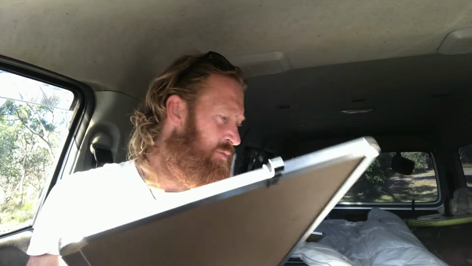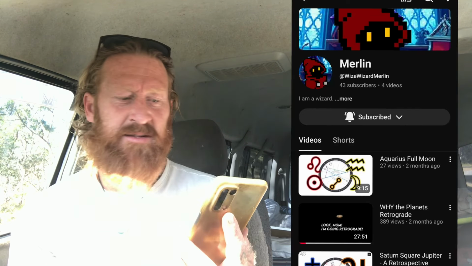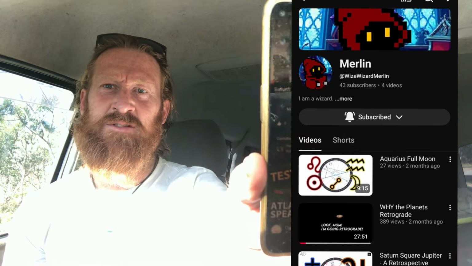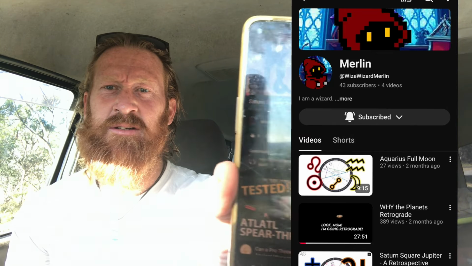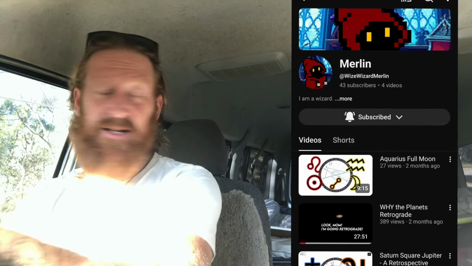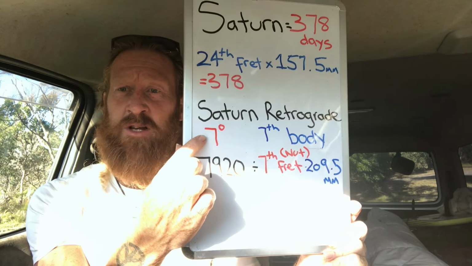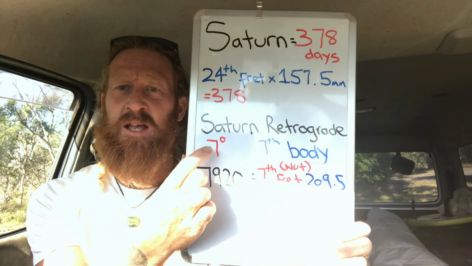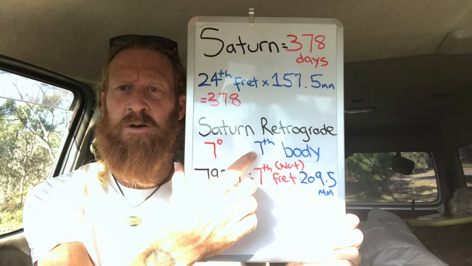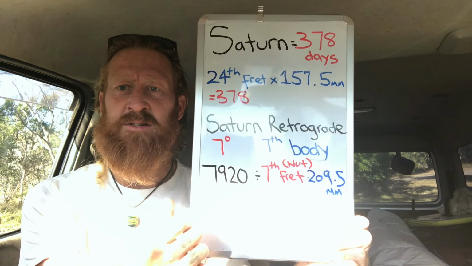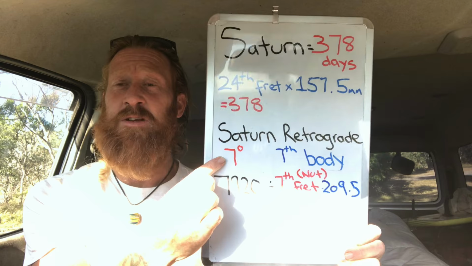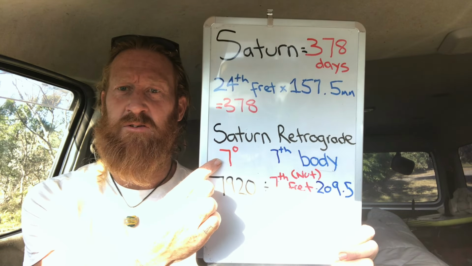So I was pondering Saturn, and I was watching a video on a brand new channel I found. It's called Merlin, and he's got this retrograde video, and it's absolutely amazing. I'll put it in the links, but he did an insanely good retrograde video. We learned from Merlin that Saturn retrogrades exactly 7 degrees, and we know that's been called the 7th body from Earth. So we know that Saturn's related to 7 and also 6. Every time Saturn retrogrades, he retrogrades 7 degrees.